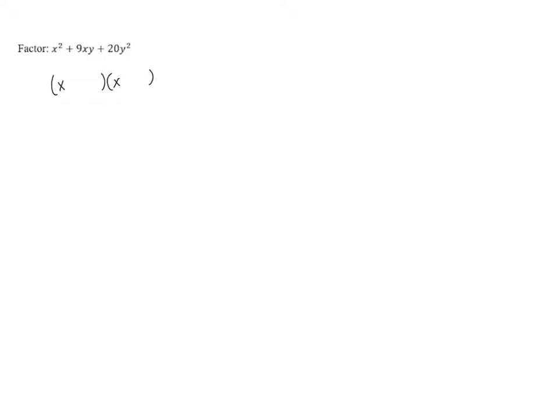So the way that we can adapt our method for this is to put y's inside those parentheses. So instead of x plus some number and x plus some number, it's going to be x plus some number times y and x plus another number times y. Let's figure out what those two numbers are going to be. It works just like before.